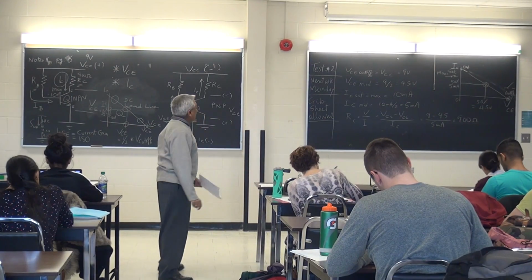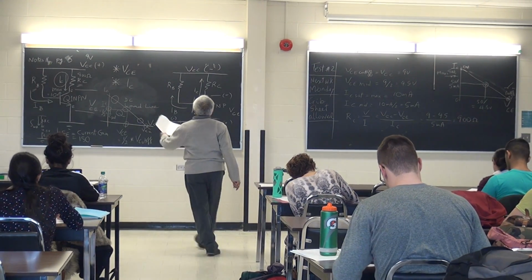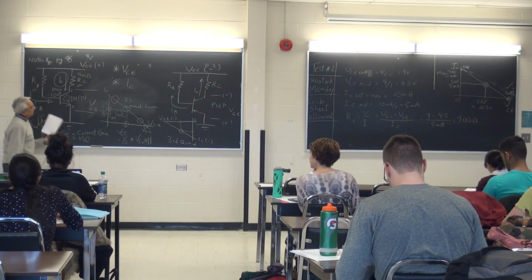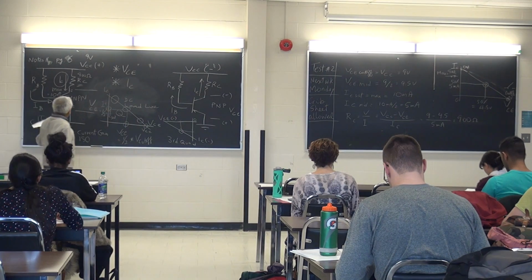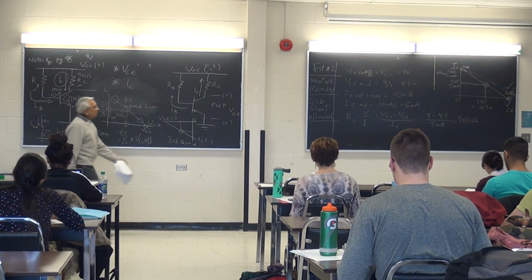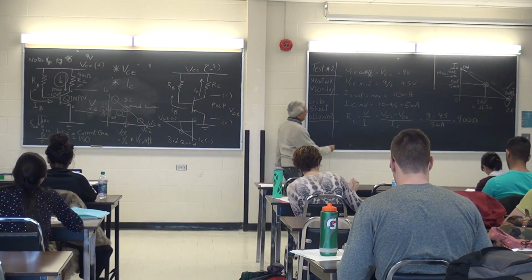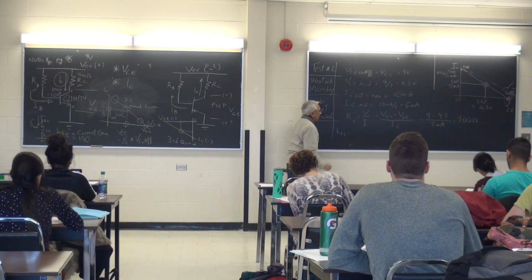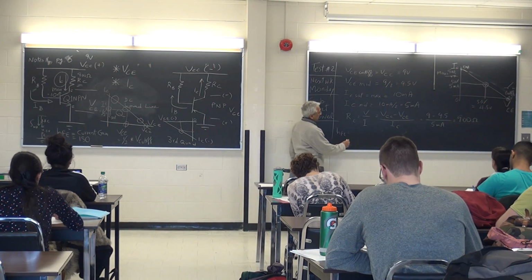Now, I'm looking for RB. So in order to find RB, first I find IB. And I can find IB because I know IC and I know HFE. So I'm going to use the HFE equation. HFE, what's the formula for HFE, everybody?